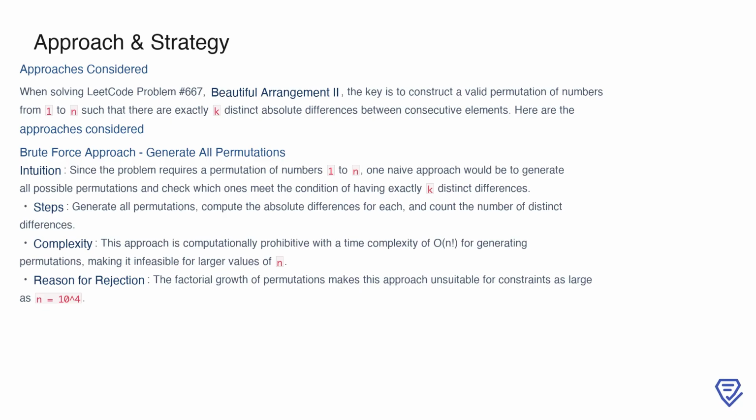Generating all permutations has a time complexity of O(n!), which grows exponentially as n increases. For larger constraints, such as n up to 10 to the power of 4, this method is entirely impractical, and we must look for a more efficient solution.